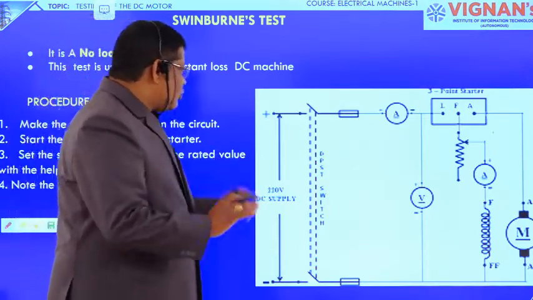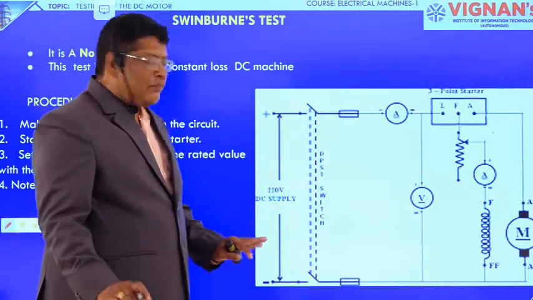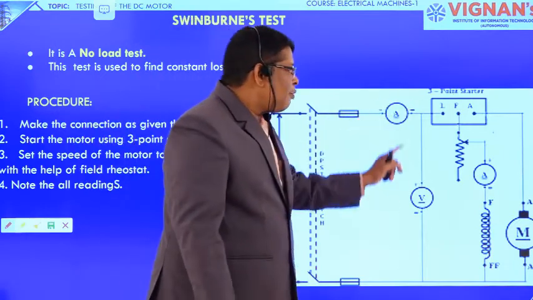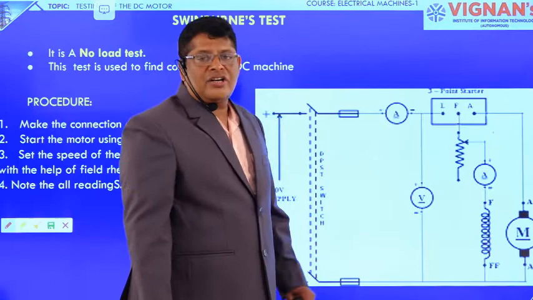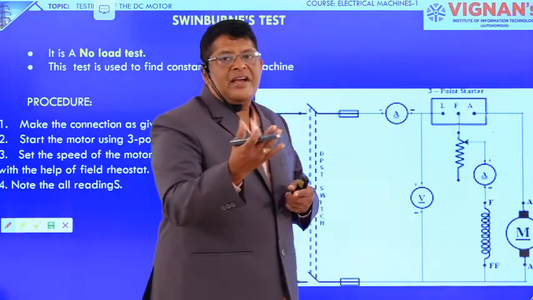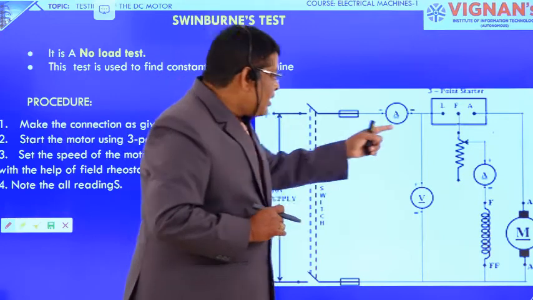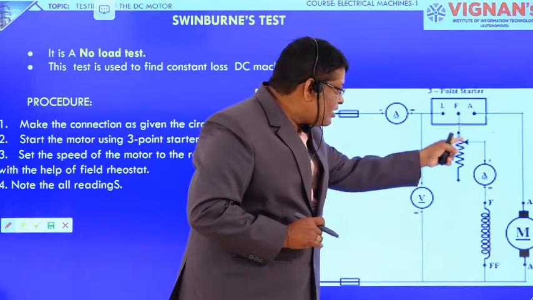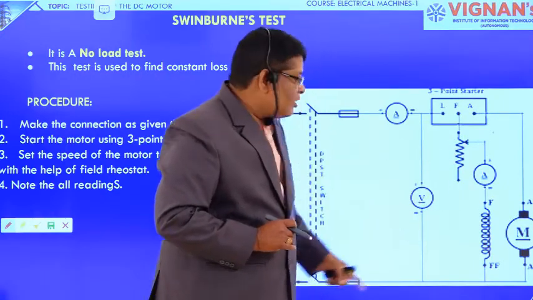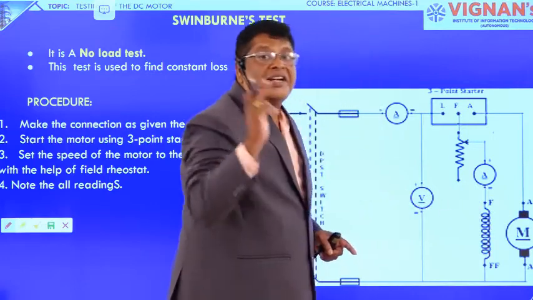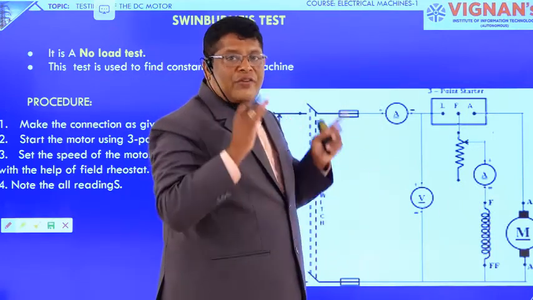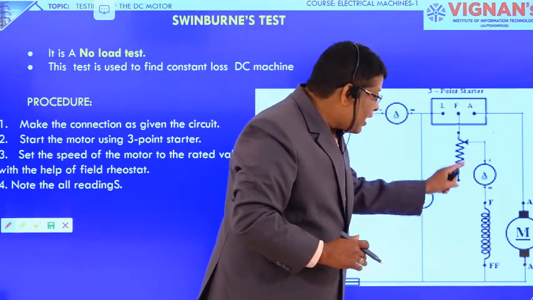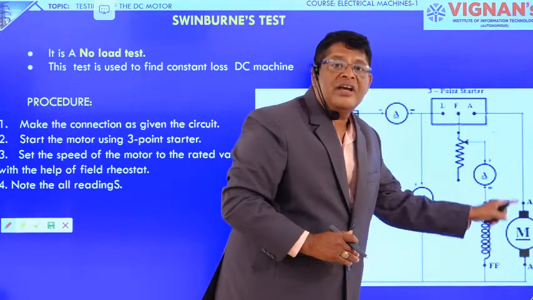Now we are going to see the procedure. Close the DPST switch, nothing but we are supplying a DC supply to the motor. By means of a 3-point starter, start the motor. By changing the field rheostat, make sure that the speed of the motor is the rated speed.